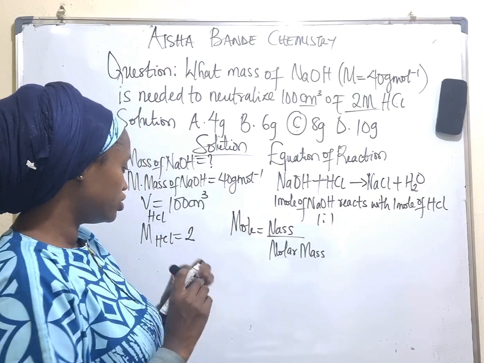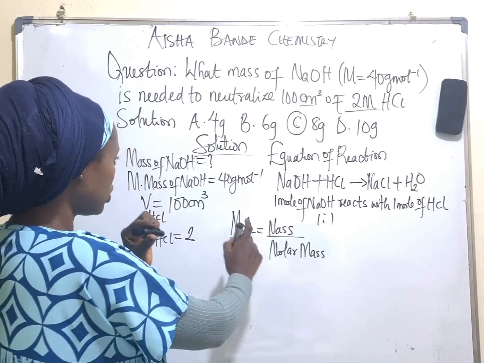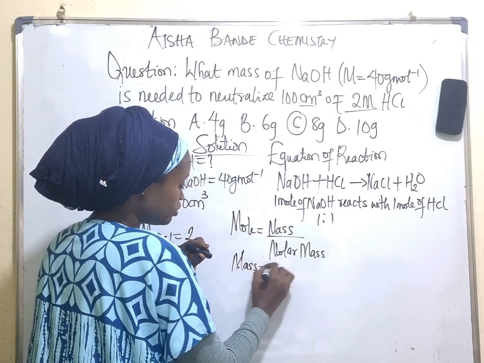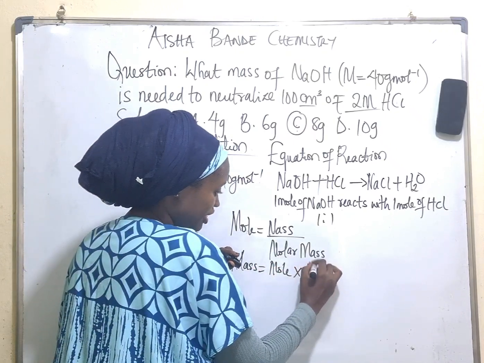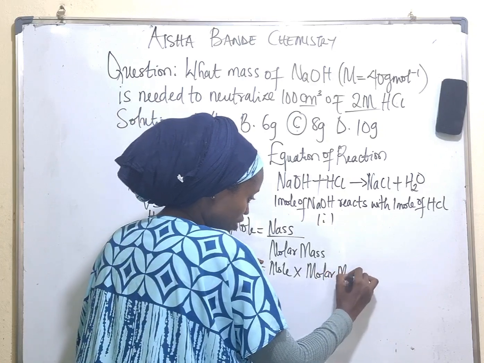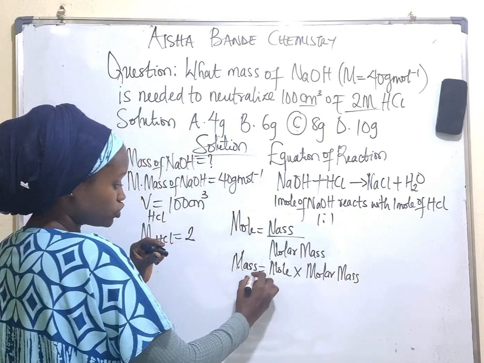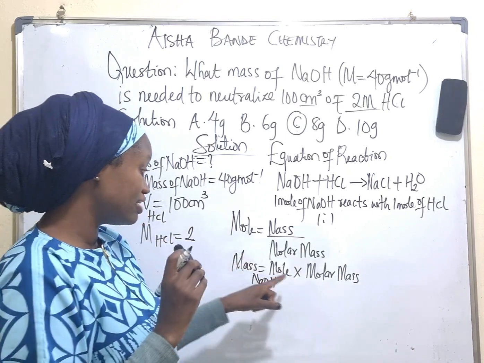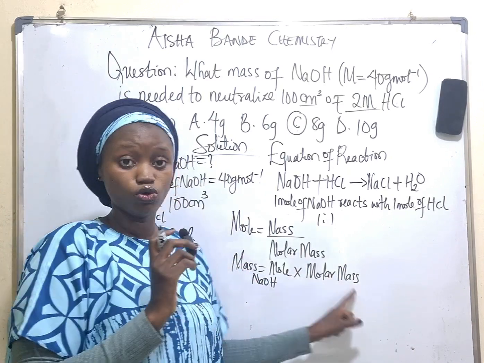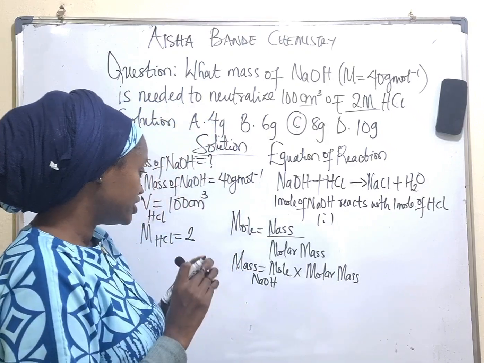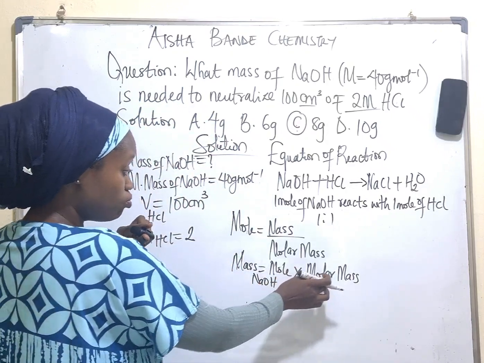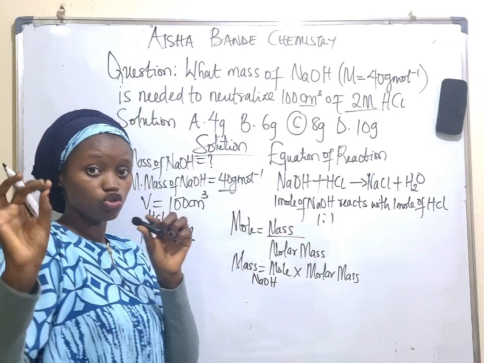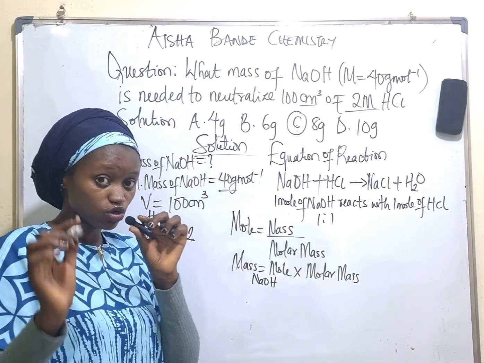Now, we want to calculate the mass. So to get the mass, the mass will be the mole multiplied by the molar mass. Remember, this is that of sodium hydroxide. We are looking for the mass of sodium hydroxide, so we multiply the mole of sodium hydroxide times the molar mass of sodium hydroxide. The molar mass of sodium hydroxide has been given already as 40. So the only unknown parameter now is the mole, so we have to calculate the mole.